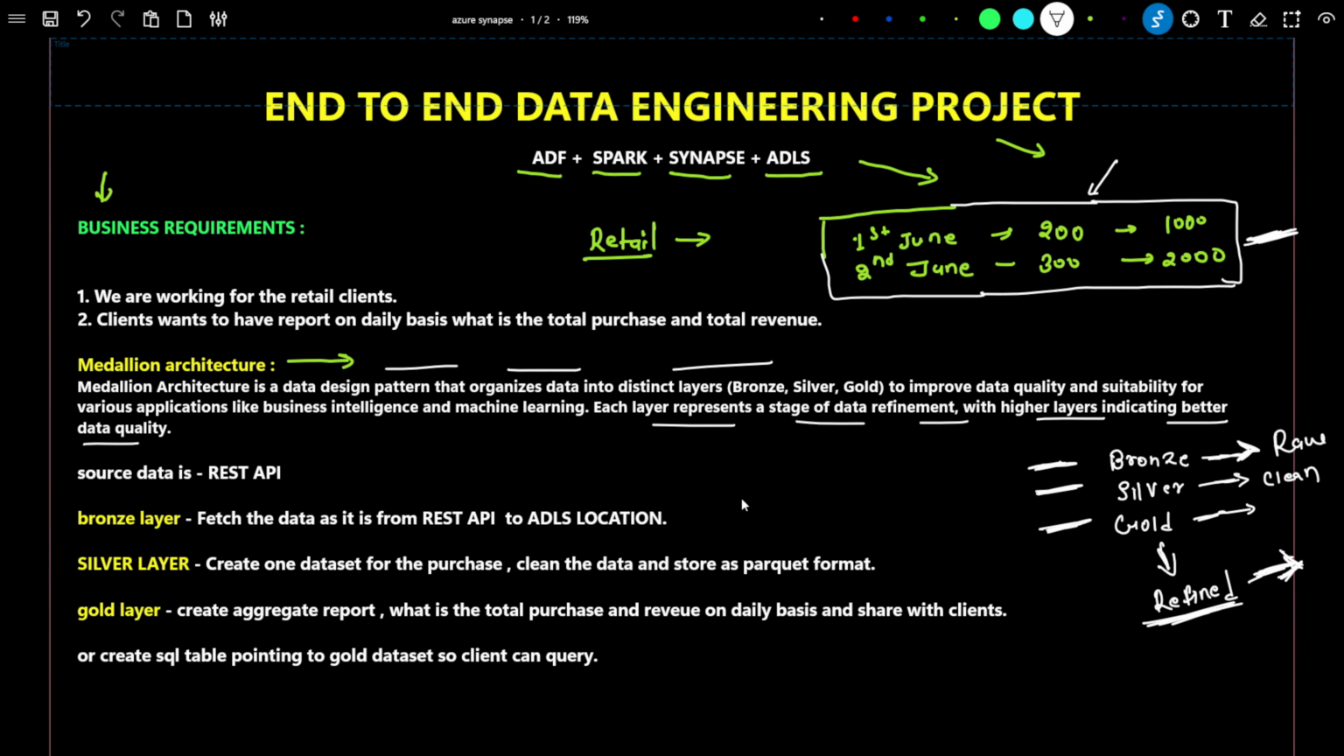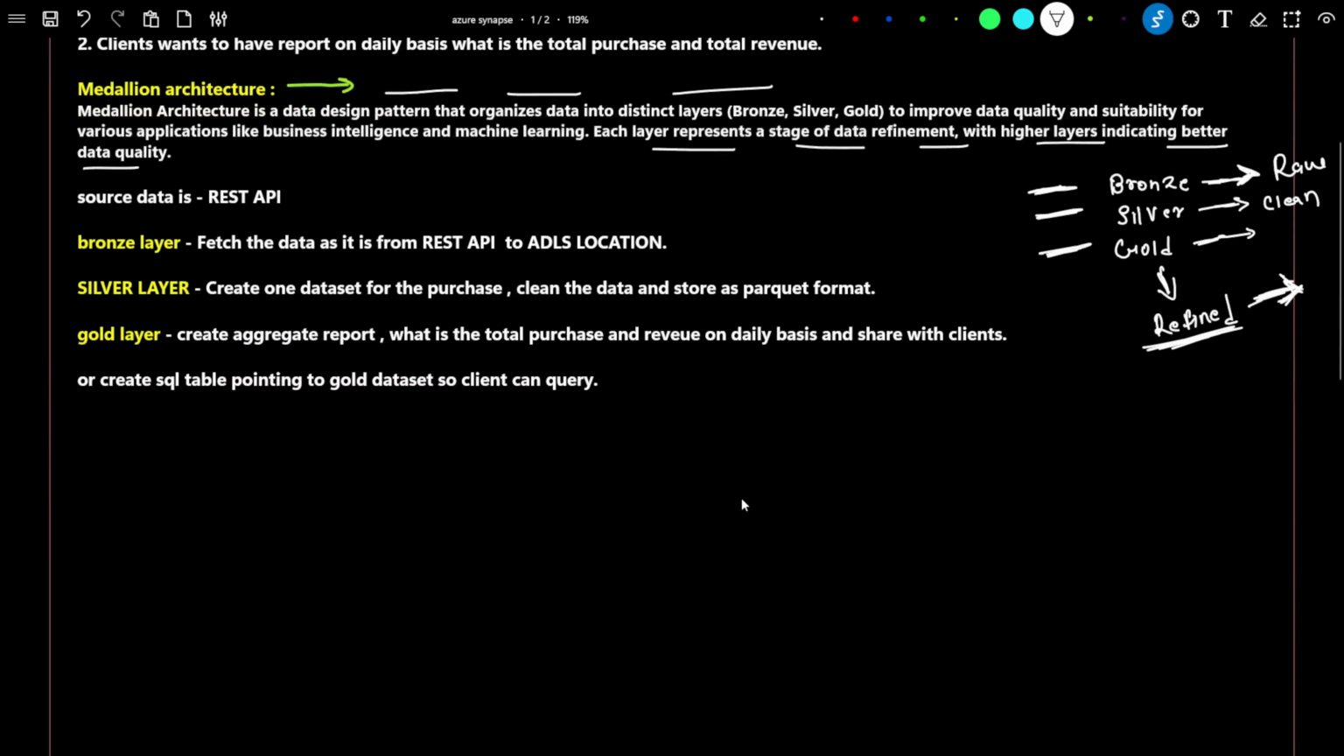Now let's understand our data. Our data is available in a REST API. So we have one REST API, and from this API we keep on getting the data.